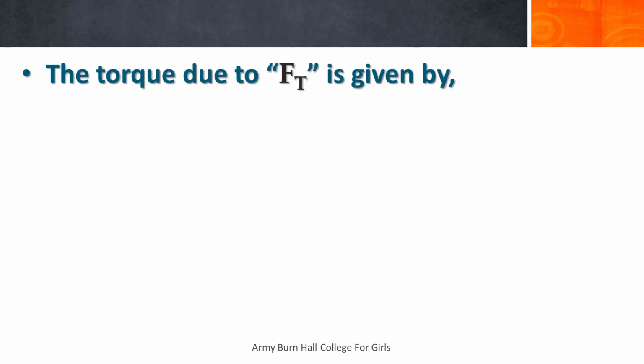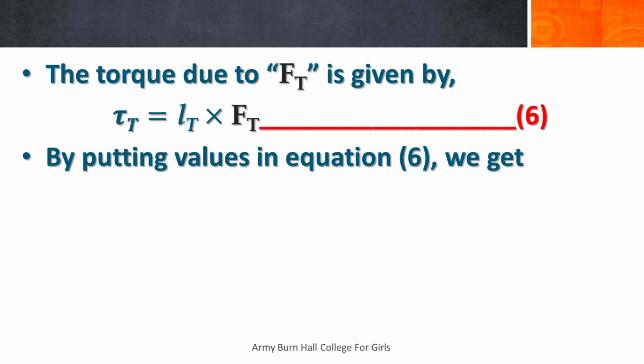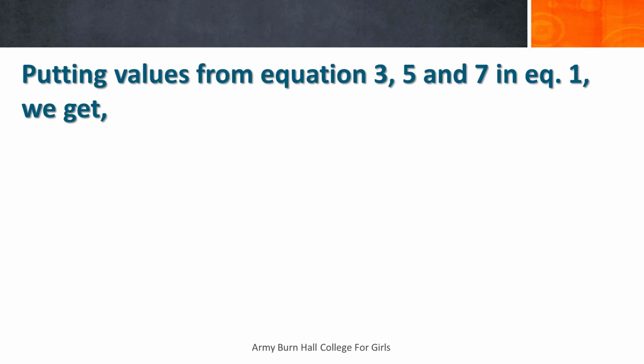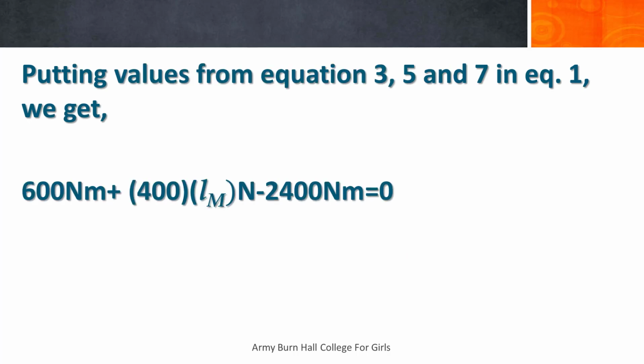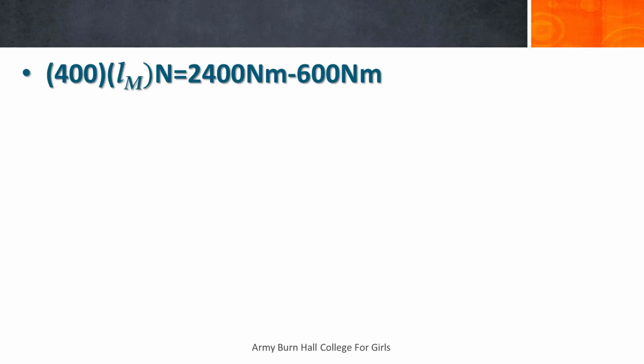The torque due to FT, the torque due to the rope, will be given as tau T is equal to LT cross FT. By putting values in equation 6, we will get the torque due to the tension in the string, that will be 2400 Newton meter. Name it as equation number 7. Now putting values from equations 3, 5 and 7 in equation number 1, we will solve these values.